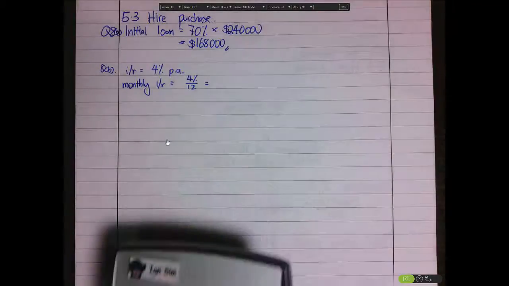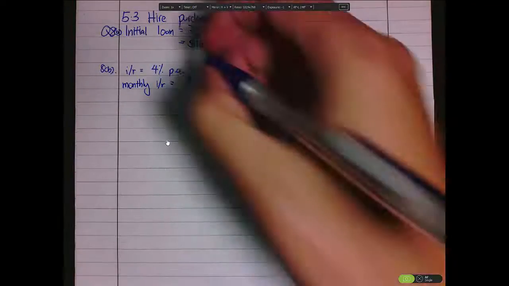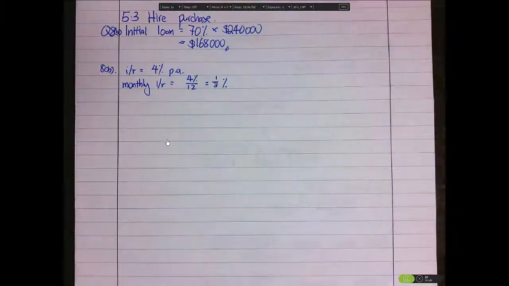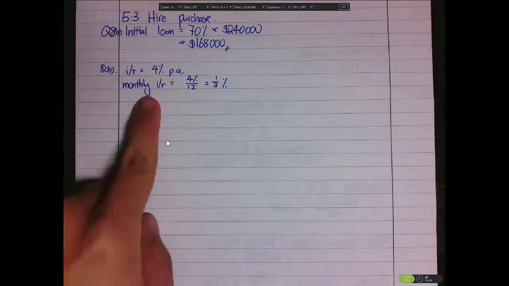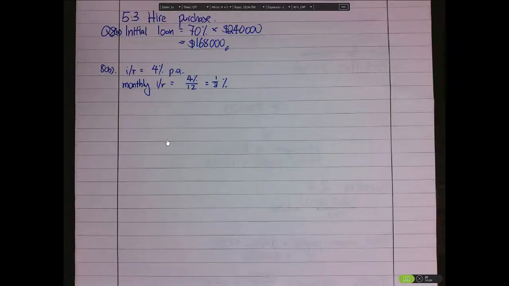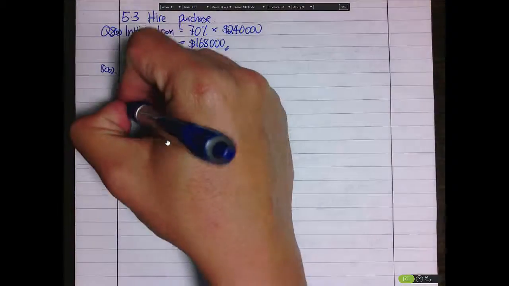Oops, calculator is dead. 4% over 12. 4 over 12 is 1/3%. So monthly interest rate is actually 1/3%. Because if 1 year is 4%, 1 month is 4 over 12, so it's 1/3%.